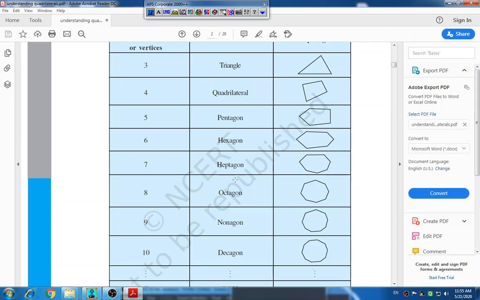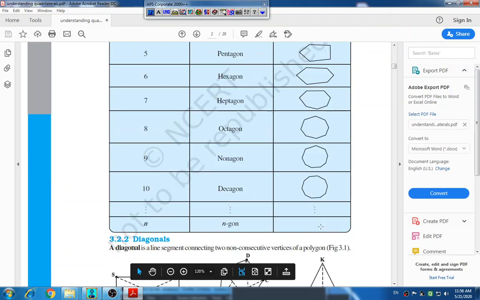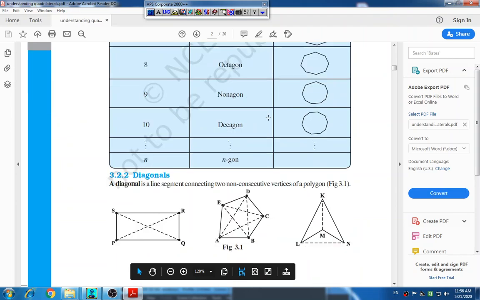Like that, an octagon has 8 vertices, a nonagon has 9 vertices, and a decagon has 10 vertices. Similarly, an n-gon will have n vertices. So from the number of vertices they have, we can identify the figure.